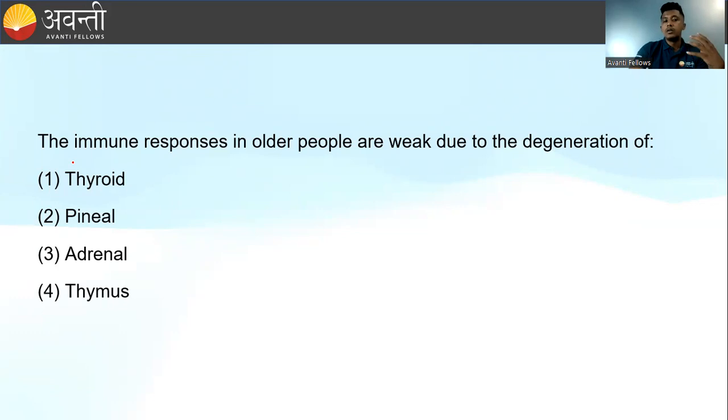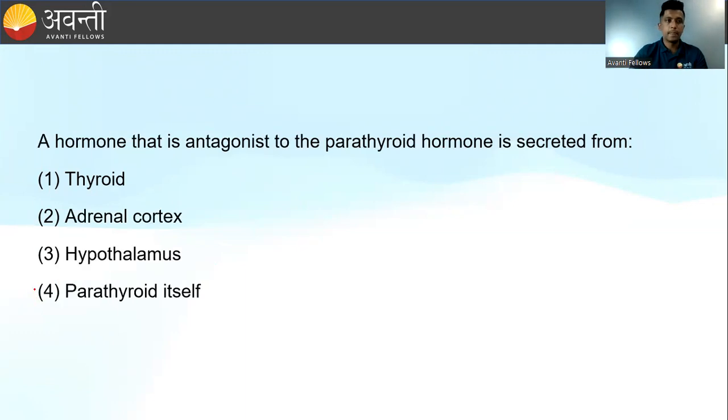Now the thymus is a very, very important place for the development of T lymphocyte cells. Since older people have a completely disappeared thymus, the T lymphocytes, or the cell mediated immunity, decreases gradually, thereby leading them to contract many diseases. So the option is thymus. Okay, so the right option is thymus.